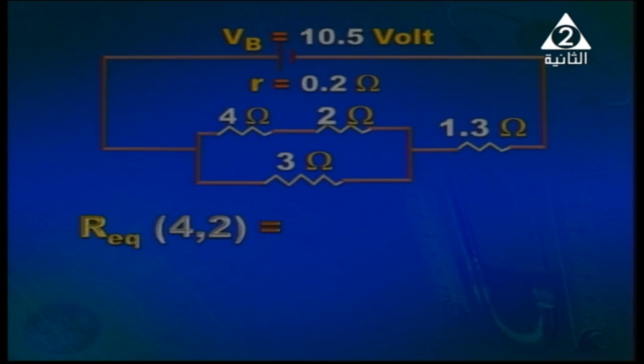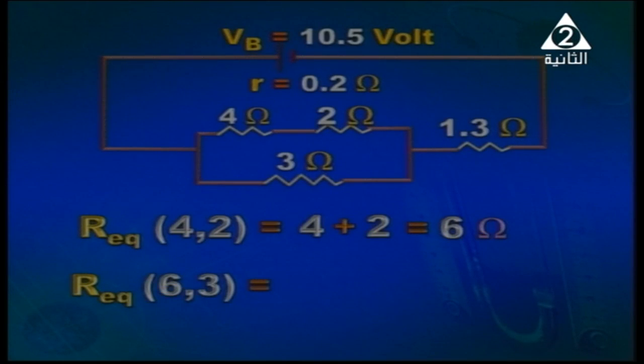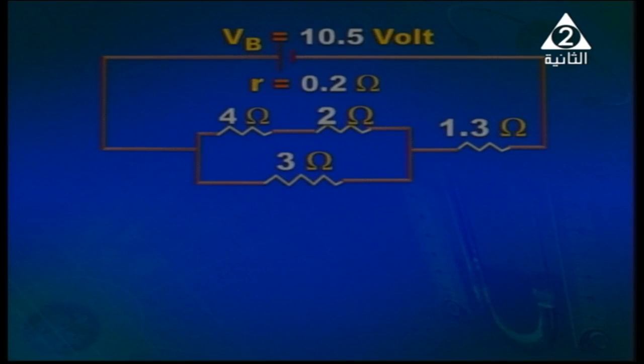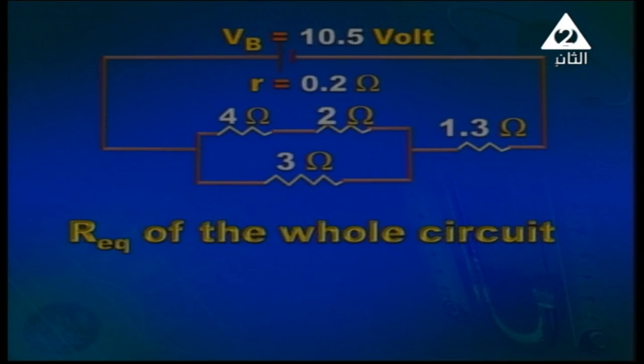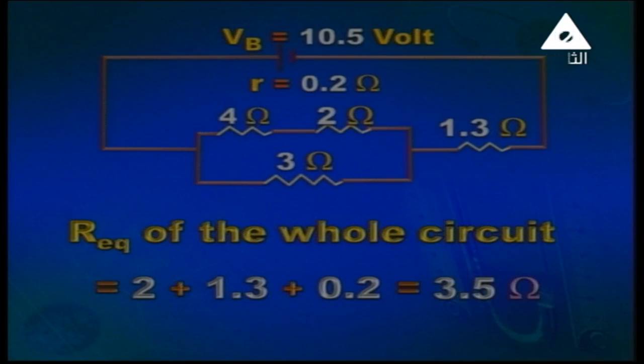R equivalent of the 2 resistors, 4 and 2, they are connected in series, so 4 plus 2, it is 6 ohm. R equivalent of 6 and 3, they are connected in parallel, product over the sum, it is 2 ohms. R total of the whole circuit: the 2 ohm is connected to 1.3 in series, and the internal resistance 0.2, so the total resistance is equal to 3.5 ohm.